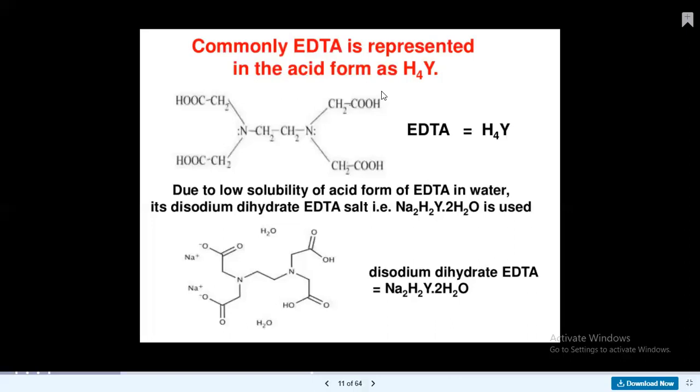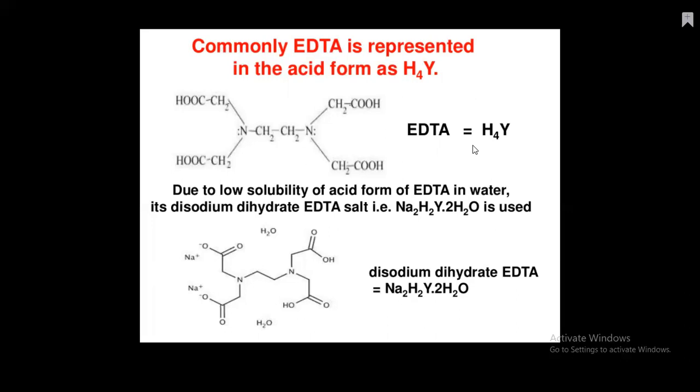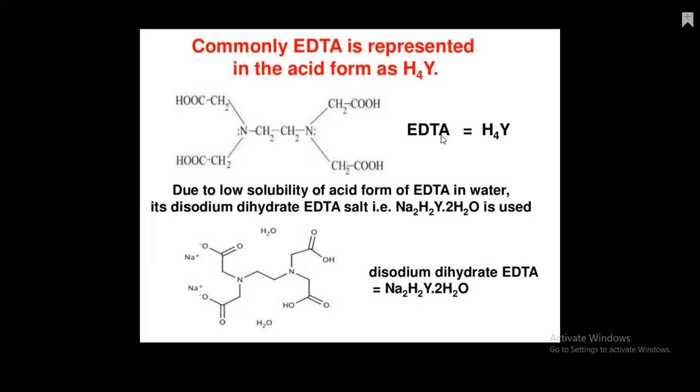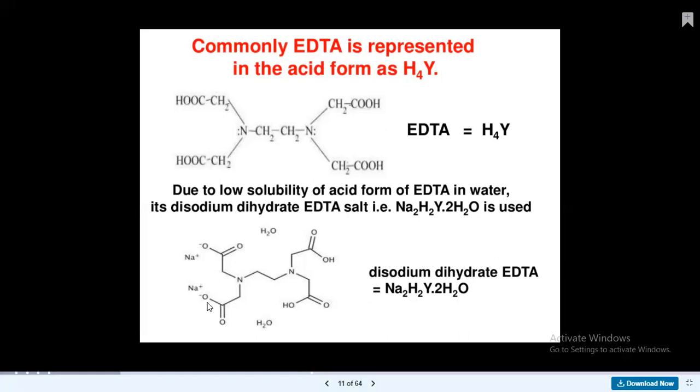But the solubility of this EDTA in water is very low. And in the lab, when we want to use EDTA for the estimation of different metal ions, EDTA is available in the salt form. How do we convert EDTA into the salt form? By reacting ethylene diamine tetraacetic acid with sodium hydroxide, which replaces two of its hydrogens with sodium ions and converts it into the salt, disodium EDTA, with only two hydrogens present in the structure, represented as Na2H2Y·2H2O.